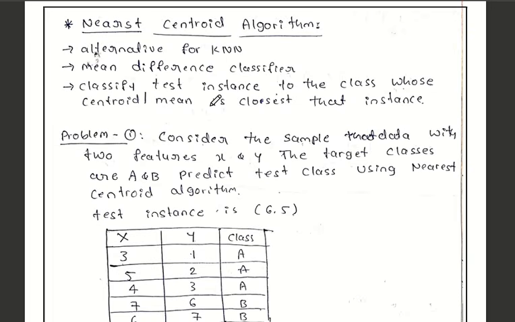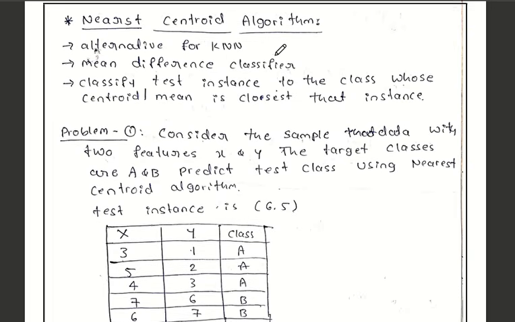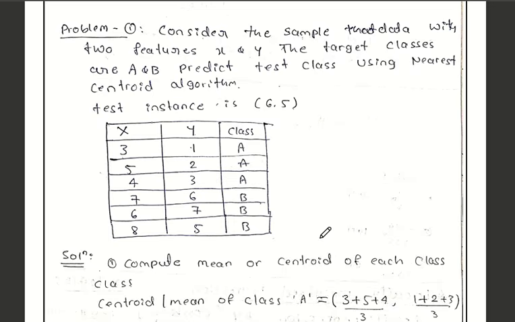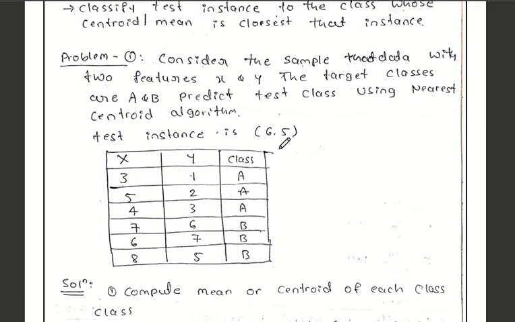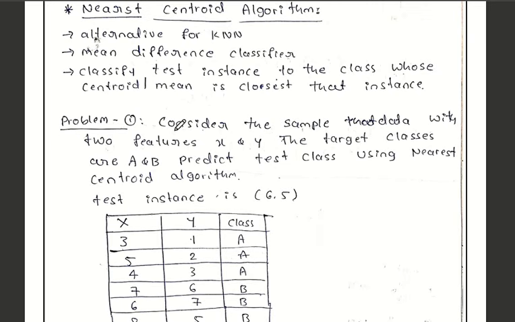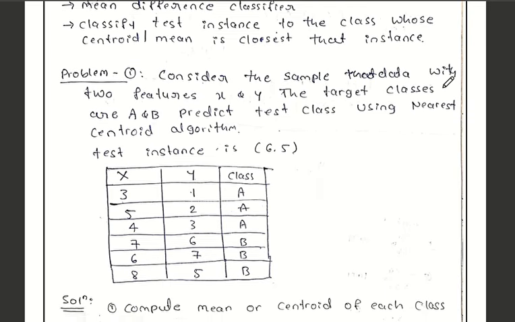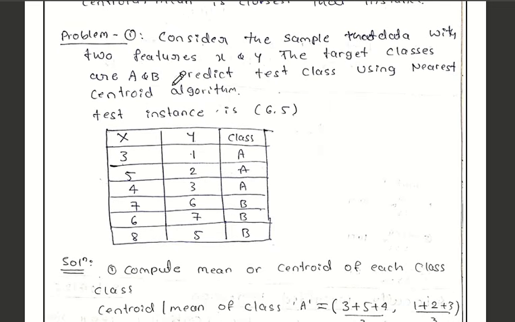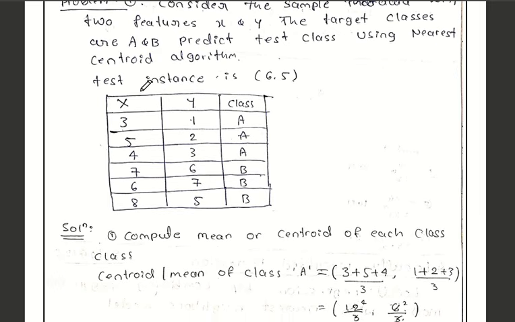Like that, next is the nearest centroid algorithm. The nearest centroid algorithm is also a very short, time-reducing problem. You just go through this. Let's directly get into the problem. Consider the sample data with the two features x and y. The target classes are A and B. Predict the test case class using the nearest centroid algorithm. Test case x, y is given.